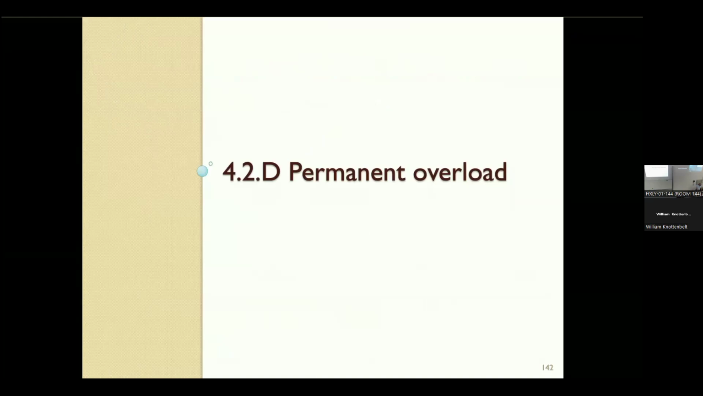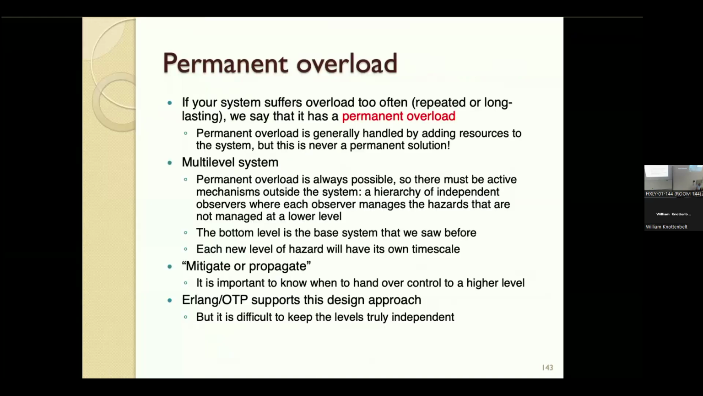Now let's talk about permanent overload. And this is another problem. Assume your system is getting overloaded very often, with long-lasting, repeated, too many permanent overloads. They start getting extremely annoying. Your mileage may vary, but assume you have this situation. How do you solve this? Well, you add resources to the system again, but that's not really a good solution.